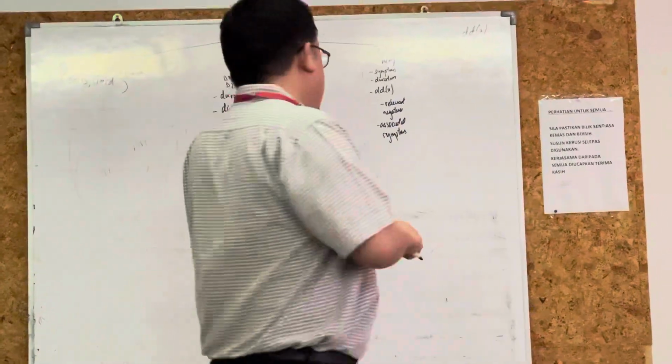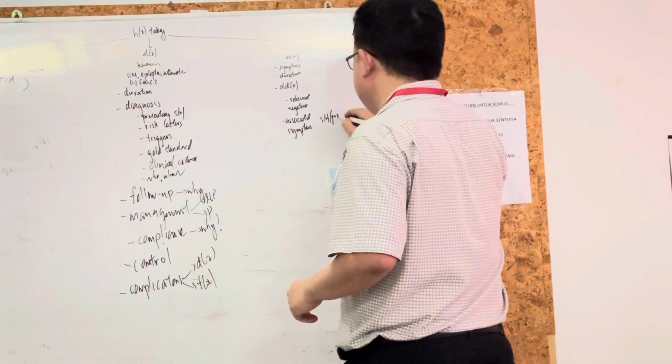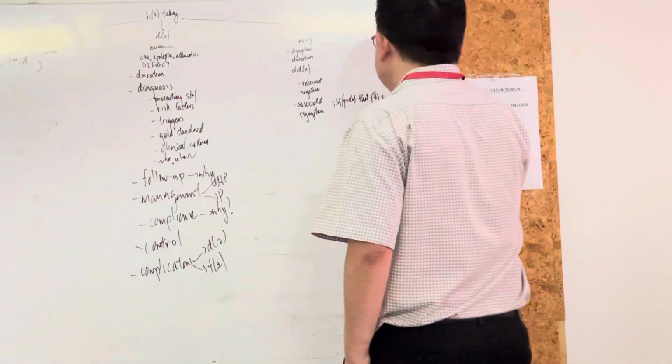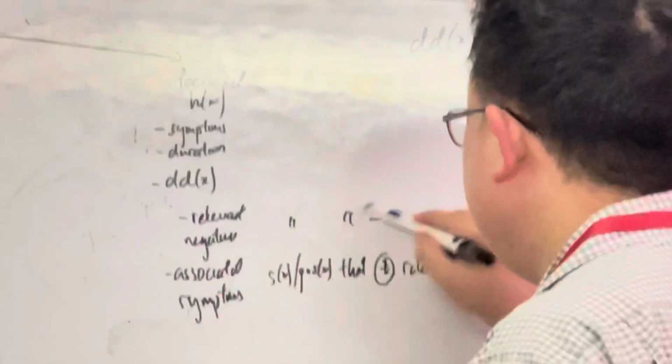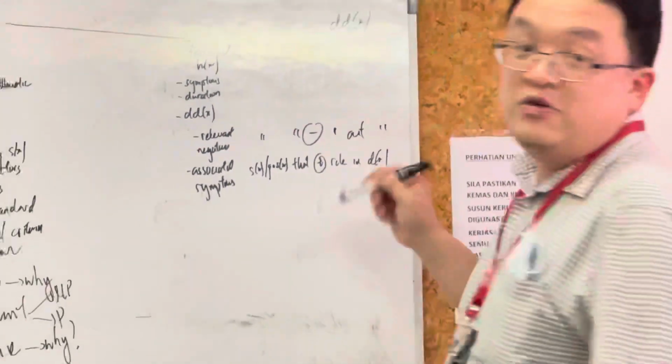Associated symptoms are symptoms or group of symptoms that, when positive, rule in a diagnosis. Okay? Relevant negatives are symptoms or group of symptoms that, when negative, rule out a diagnosis. So one rule in, one rule out.